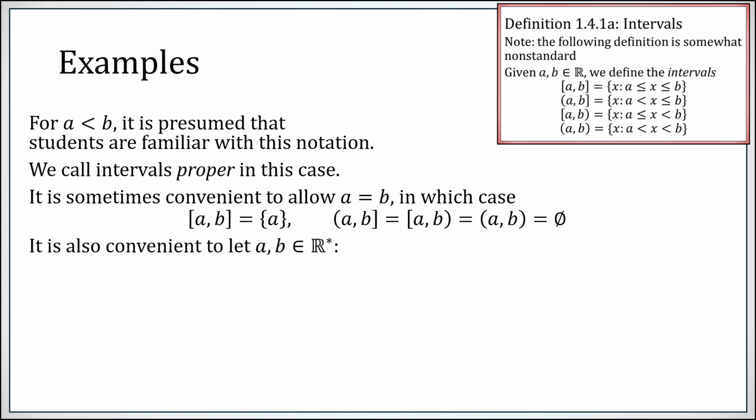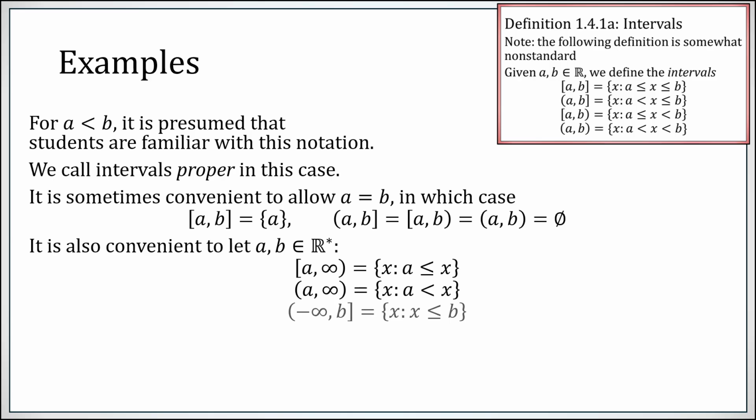Also, if a and b are in the extended reals, you can define the following. Note, we are never going to include a square bracket where there is a plus or minus infinity involved. It wouldn't really make a difference. If you ask for being less than or equal to infinity, that's the same as being less than infinity. Okay, so here, the interval from a to infinity would be all x's bigger than or equal to a, or just bigger than a, or less than or equal to b, or just less than b.